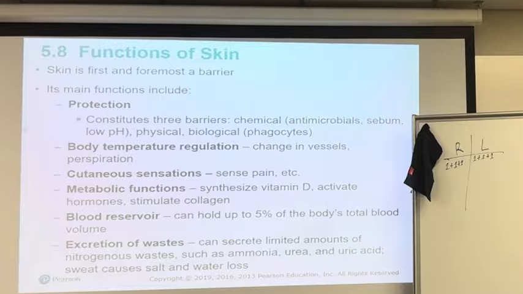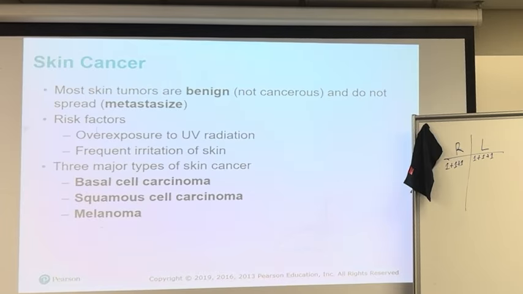And what about the blood reservoir? The skin can hold up to 5% of the body's total blood volume. Excretion of waste is done by the what? Usually by the sweat. It can secrete a limited amount of nitrogenous waste such as ammonia, urea, and uric acid. And sweat causes salt and water loss as well.